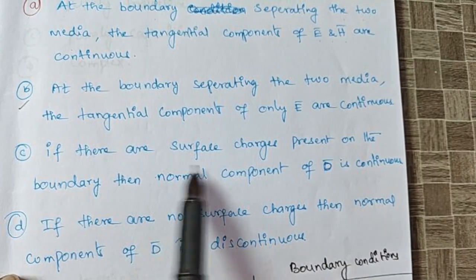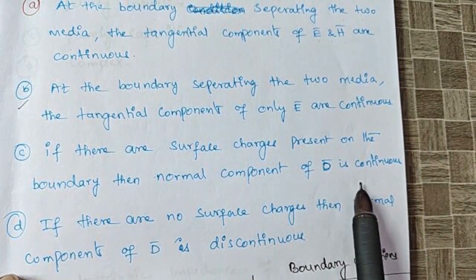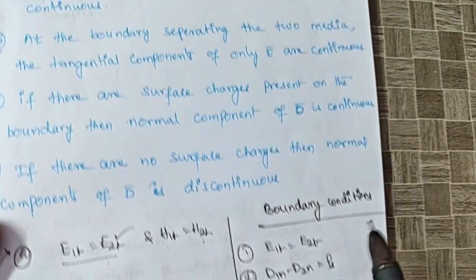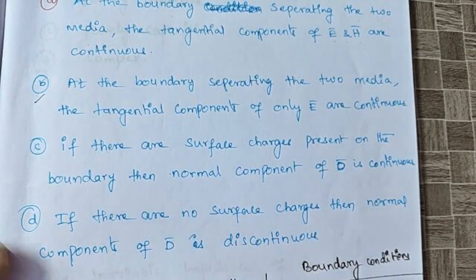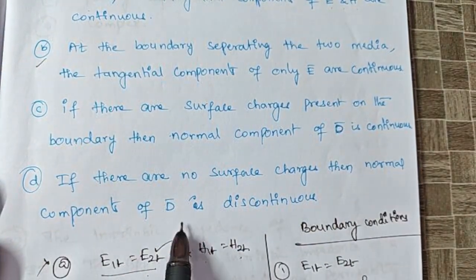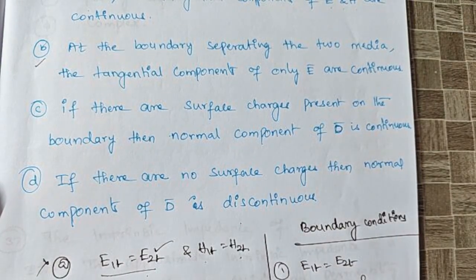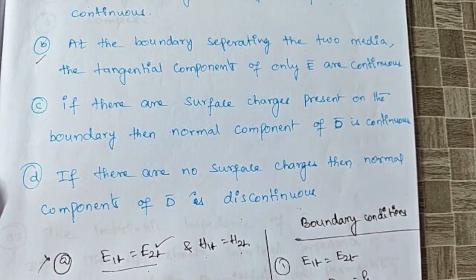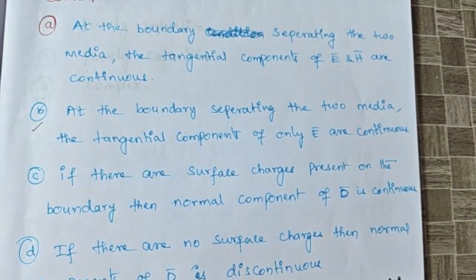If there is surface charge present on the boundary, then the normal component of D is continuous. Actually, if the charge is present, it should be discontinuous. So option C is also wrong. If there is no surface charge, then the normal component of D is discontinuous. Actually, if there is none, it is continuous. So option D is also wrong. So the correct option is B. Okay, option B is the correct option.